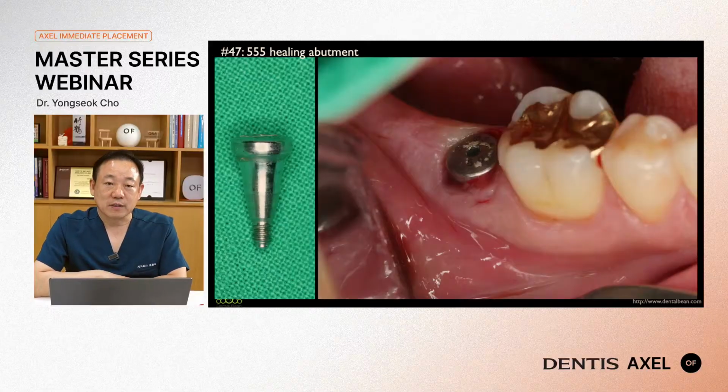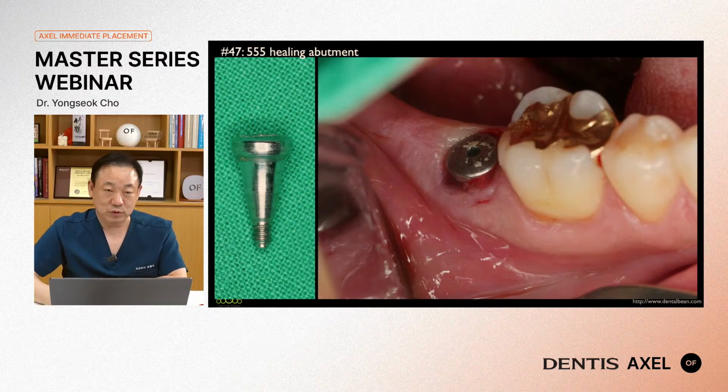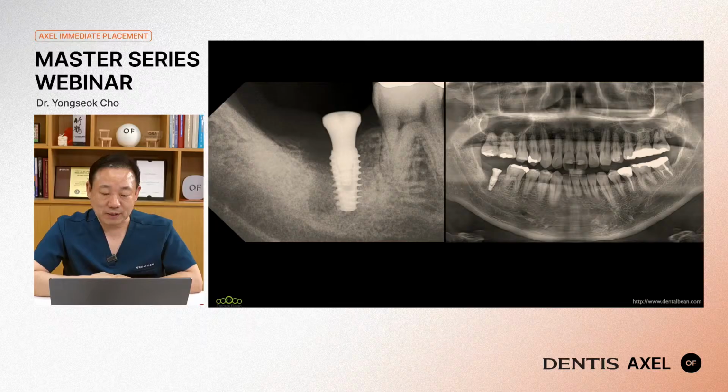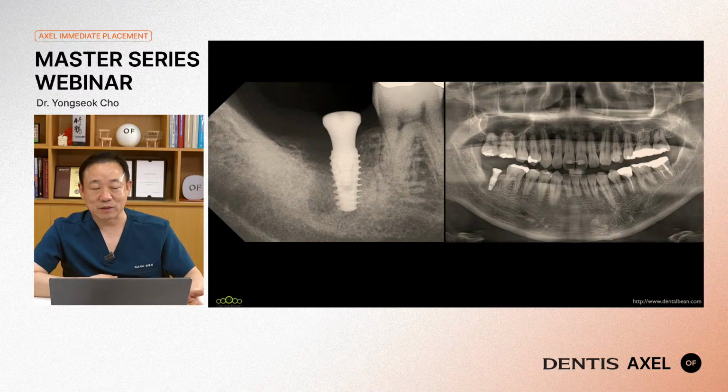And I connected the 5 by 5 healing abutment and took radiographic images like this. Here, panoramic view and periapical radiographic image. Although the position looks not bad, look at the distal side. Because I removed the implant, at the distal side there's no bone, and the bone will heal spontaneously.